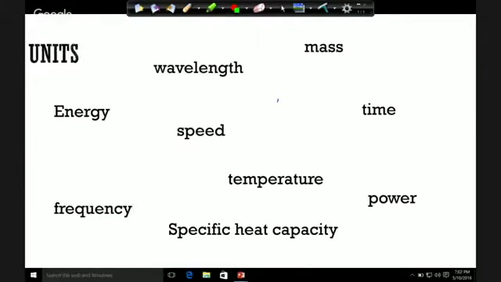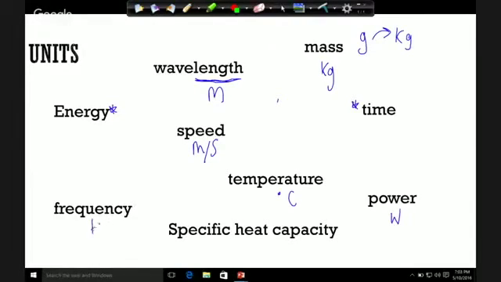Okay, let's go through a few of them then. First of all, here we've got wavelength, and the word length in there should be a clue to you that you would measure that in meters. So, especially if you're doing higher tier, if you see something in centimeters, you might have to convert that to meters. Mass is measured in kilograms. So again, if you see something in grams, you might have to convert it to kilograms first of all. Time we'll come back to in a minute, and energy we'll come back to. We'll focus on speed, which is meters per second, temperature in degrees Celsius, power in watts, and frequency is in hertz, the number of waves per second. And specific heat capacity is in joules per kilogram degrees centigrade.